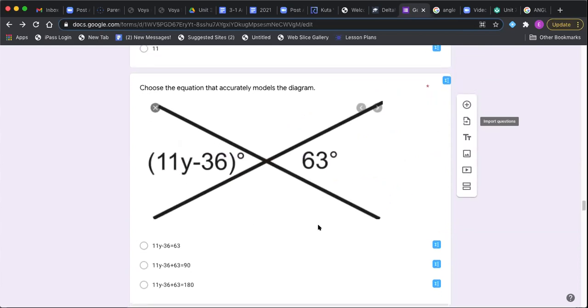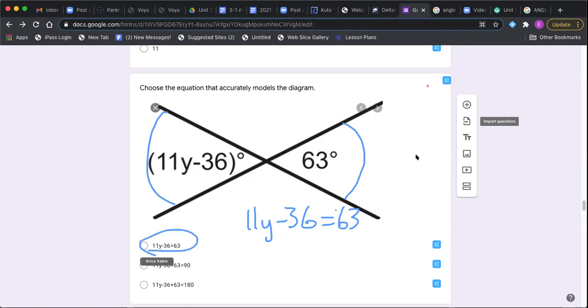All right. Ooh, vertical angles. So hopefully when you get to this question, you're like, oh yeah, those are vertical and I know exactly what to do. Vertical angles are always equal to each other. So I'm literally just writing 11y minus 36 equals 63. Okay, let's see. Is that an option? Yep, it's that first one right there. So I'm confident in that.